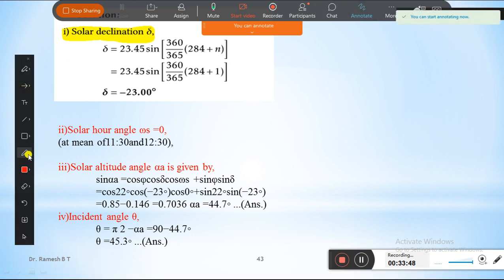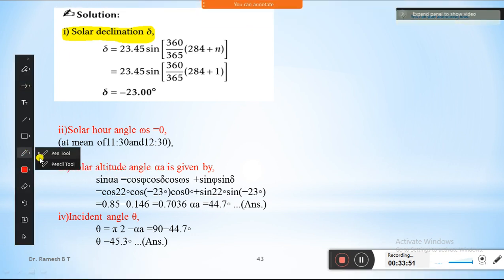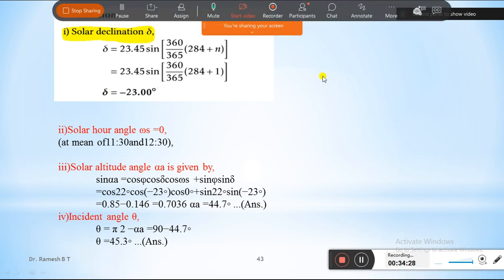First, write down the equation for solar declination. The solar declination is given by delta, which is equal to, as we already know from the second module, delta is equal to 23.45 sine of 360 divided by 365 into 284 plus n. Here you just substitute that value, and you find that the delta value becomes minus 23 degree.